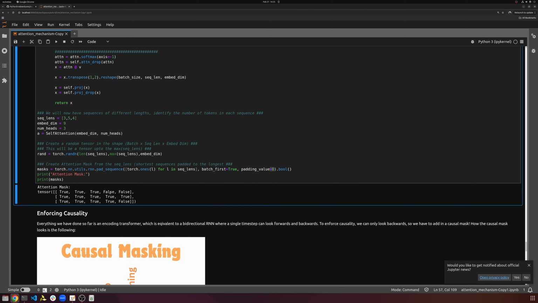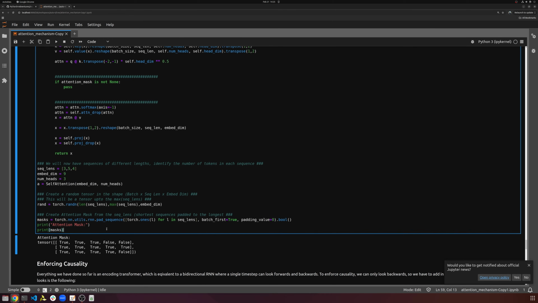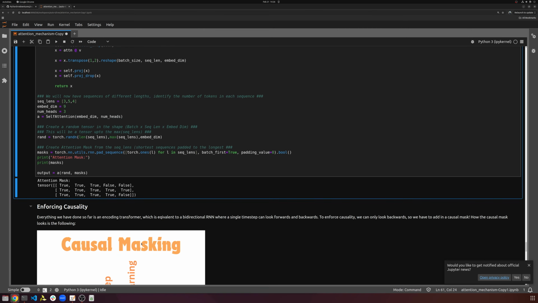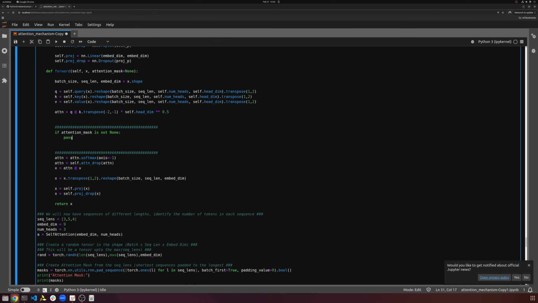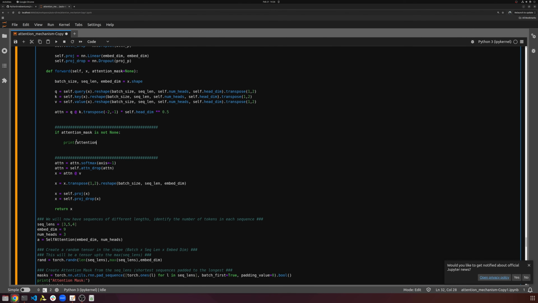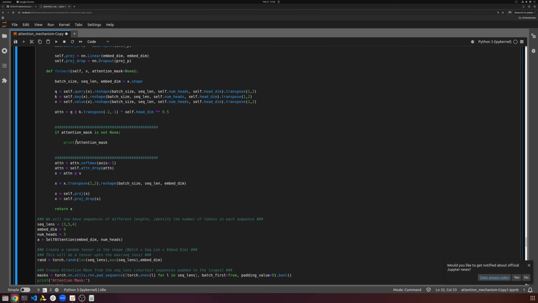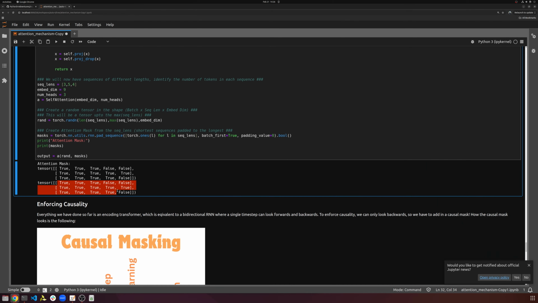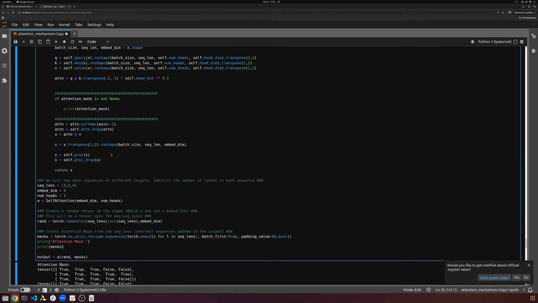Those are these. And which ones do we not want to compute attention on? That's these. So what we do is now pass into our model this. We're going to do output is equal to A, rand, and attention masks, right? We're going to pass these in. And so now if attention mask is not none, we should get print attention mask, right? Let's close that parenthesis, and you should see that right here, right? That's this, our mask, so nothing crazy.